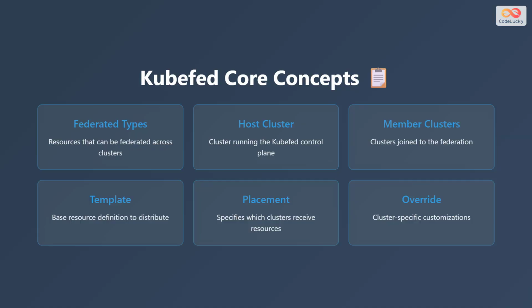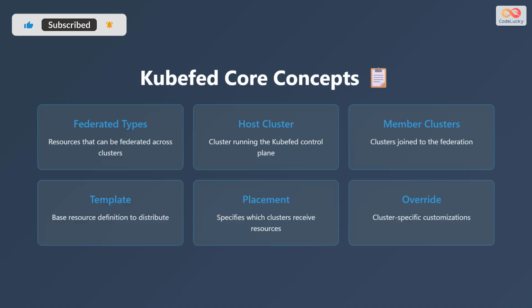To work with Kubefed, you need to understand 6 core concepts. First, federated types are Kubernetes resources that can be distributed across clusters, such as deployments or services. Second, the host cluster is where the Kubefed control plane runs and manages the federation. Third, member clusters are the individual clusters that join the federation and receive configurations.